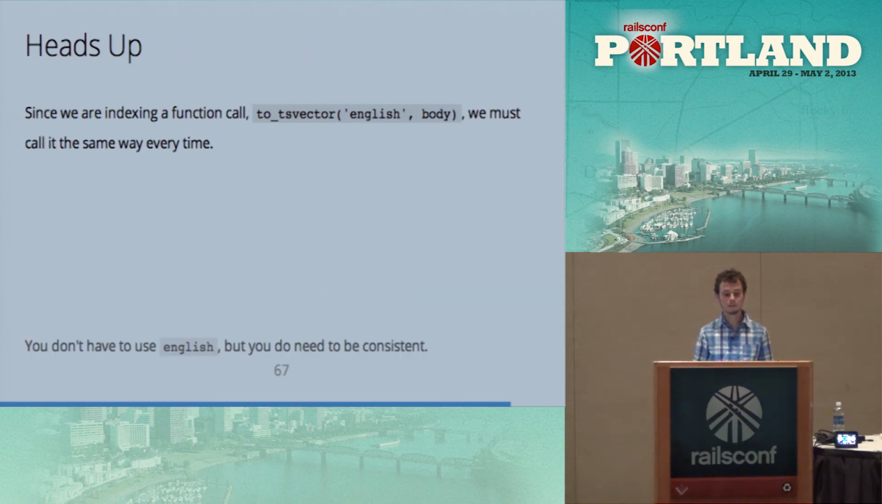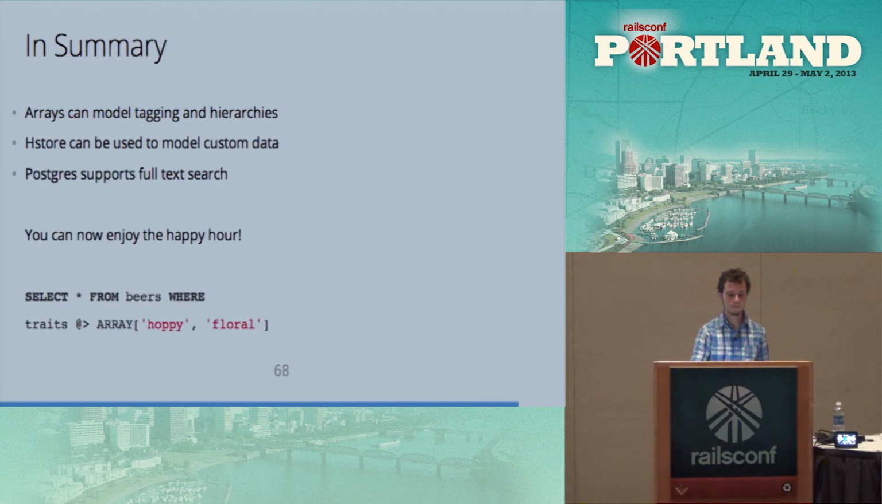Now a little heads up. Since we're indexing a function call, you've got to use this the same way in all of your code. If you don't, Postgres isn't going to be able to use its index. So if you index against to_tsvector English and then you use Polish, it's not going to hit your index. You don't always need to use English. You just need to be consistent.